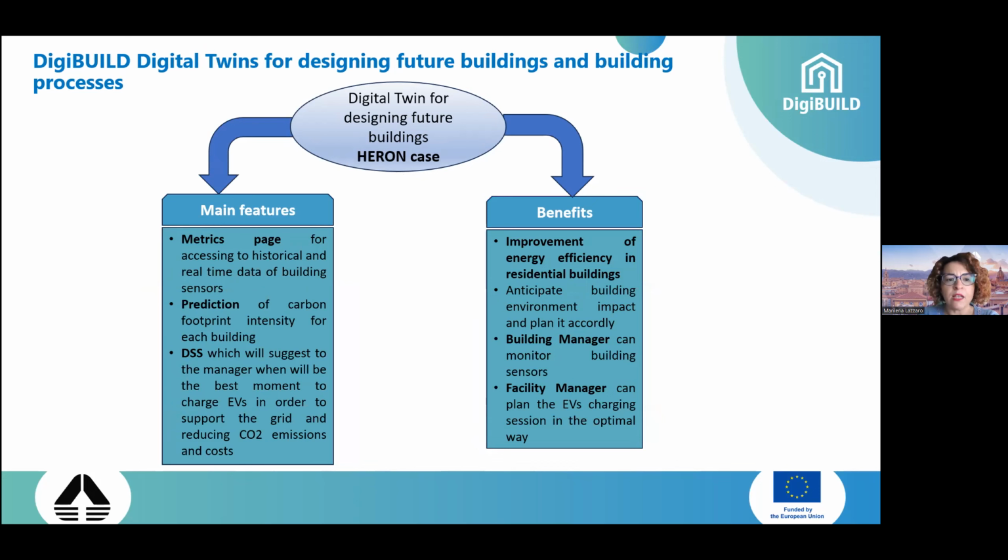A prediction system of carbon footprint intensity for each building is provided, and these digital twins also work as a decision support system, with the aim to suggest to the manager when will be the best moment to charge the EV in order to support the grid, reducing CO2 emissions. Indeed, the main benefit of these digital twins is the improvement of energy efficiency in residential buildings. We will be able to anticipate the building environment impact and plan accordingly.